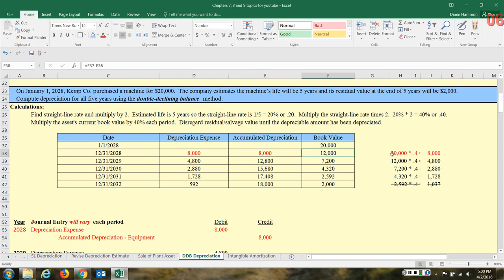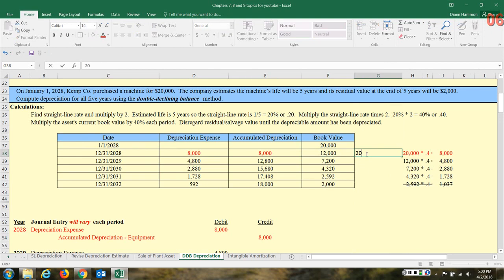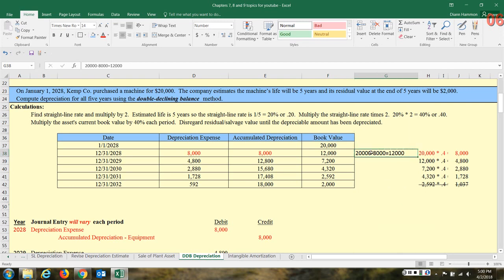Now what is the book value? Book value, scoot that over, make us a little room. So book value is equal to the 20,000 minus the accumulated depreciation. So that leaves 12,000. And I already have that in the schedule, but I just want to show you where this number is coming from also. So this is our 12,000 that shows up as book value.